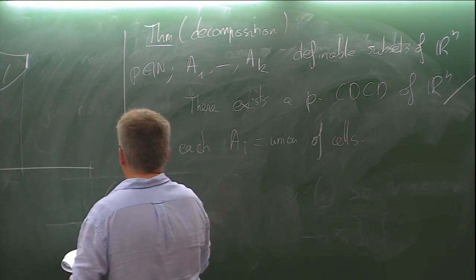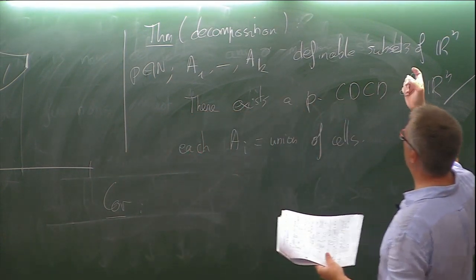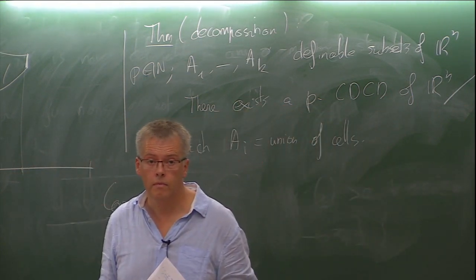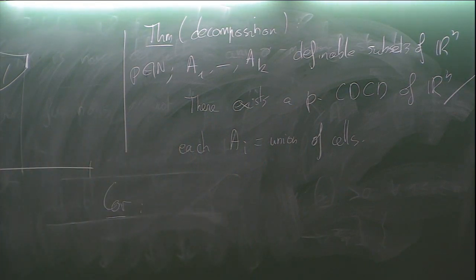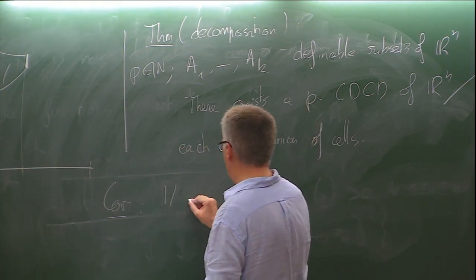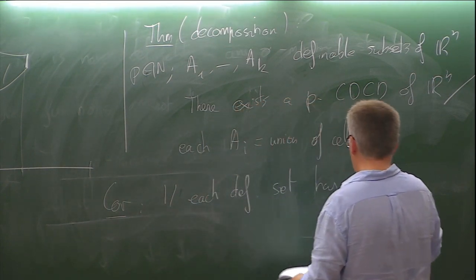The immediate corollaries of this, as I said, the partition itself has only finitely many cells. In dimension one, you have this finite number of intervals, and the functions are definable, so upstairs also you have only finitely many. So the decomposition is really trivial; you have only finitely many cells in all this business. The corollary is that each definable set has a finite number of connected components.